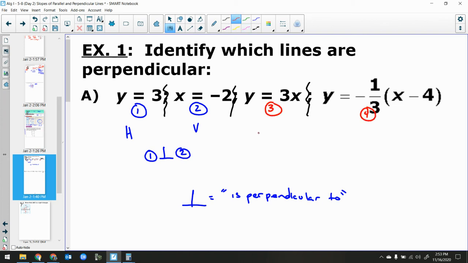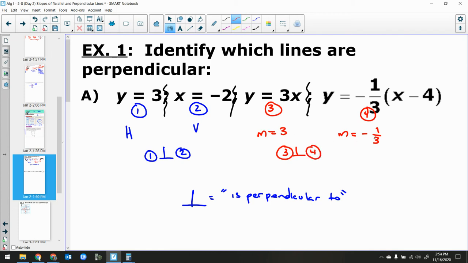Okay. Let's check equation 3 and equation 4. Well, my slope here is positive 3. My slope here is negative 1/3. Yes, those are indeed perpendicular. Those are indeed opposite reciprocals. So therefore, line 3 is perpendicular to line 4.